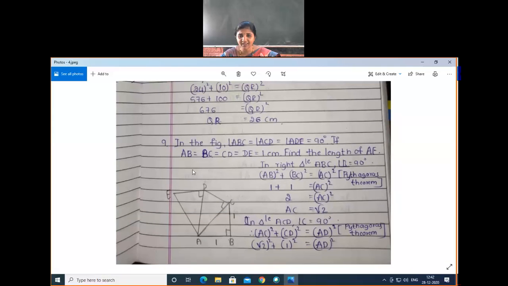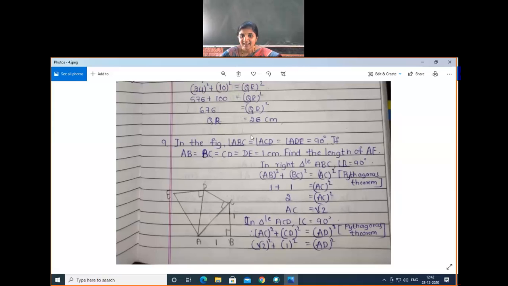So we are not getting any difficult questions, no? All the questions are easy only, triangles. Okay, in the figure, angle ABC equals angle ACD equals angle ADE equals 90 degrees. If AB equals BC equals CD equals DE equals 1 centimeter, find the length of AE. Are you all observing? This is actually the 9th standard square root spiral.